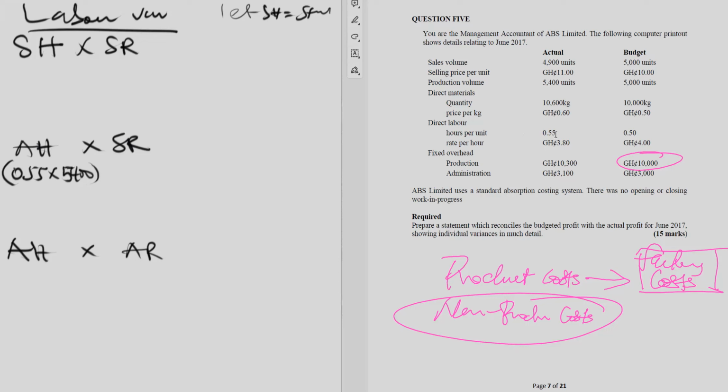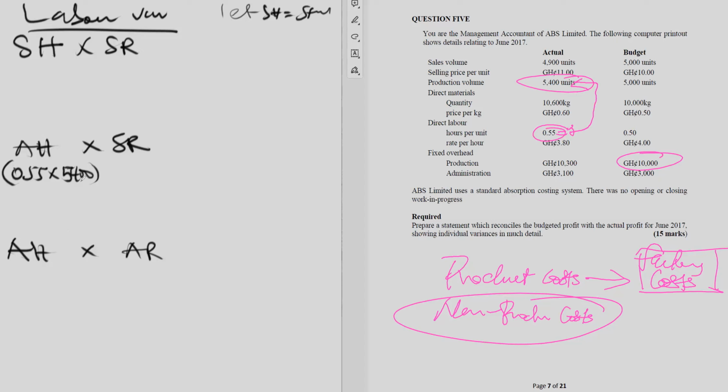But if they don't give it to you, actual is always multiplied by actual quantity. So for 1 unit, this is for 1 unit, right? If we want it for all the 5,400 units, we must multiply by this to get our figure. And doing variance questions like this can help you become very solid.